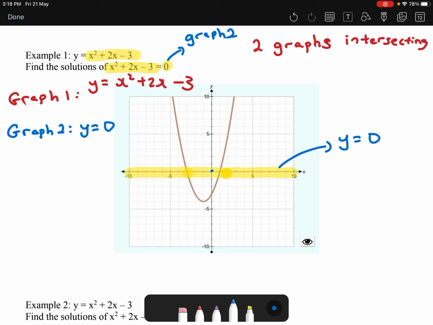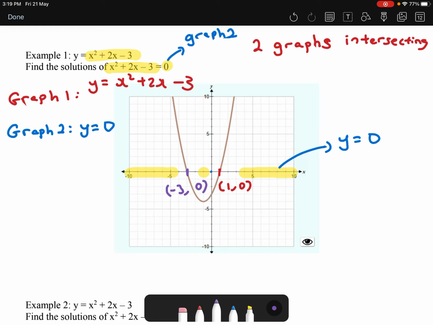So where is the intersection based on the picture right here? If one unit is 1, your solution is right here, and another solution is right here. Your solution here is 1, 0. The other solution is negative 1, 2, 3, negative 3, comma 0. So this will be your solution.